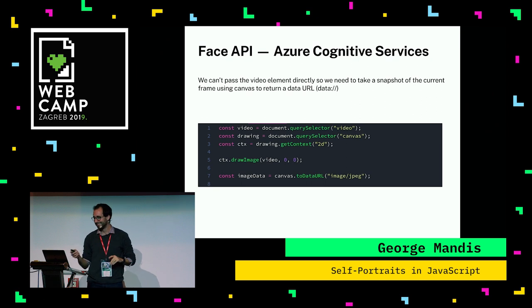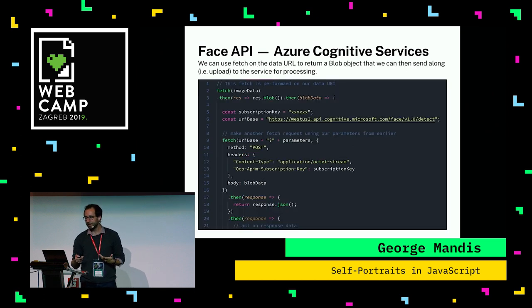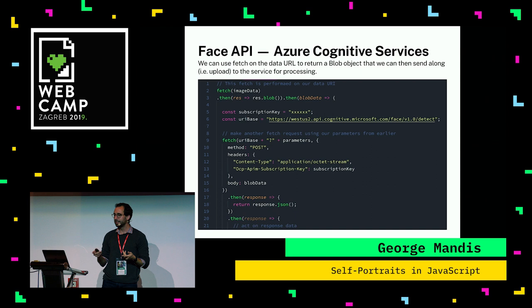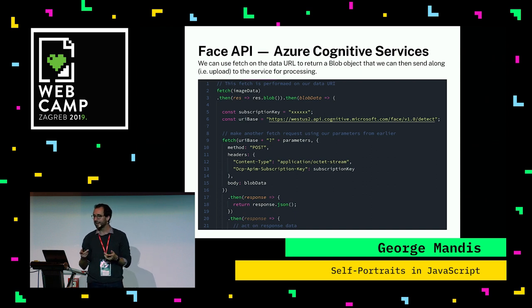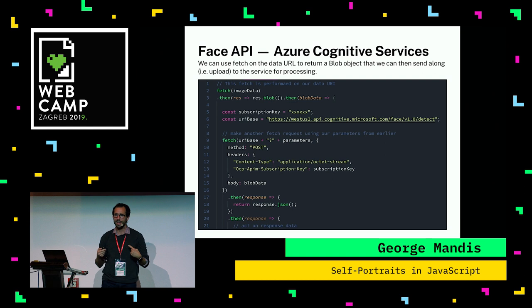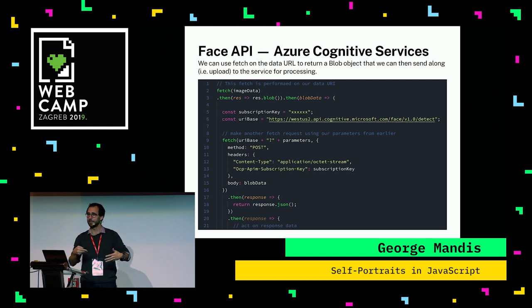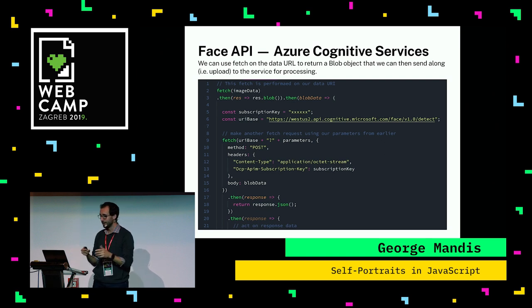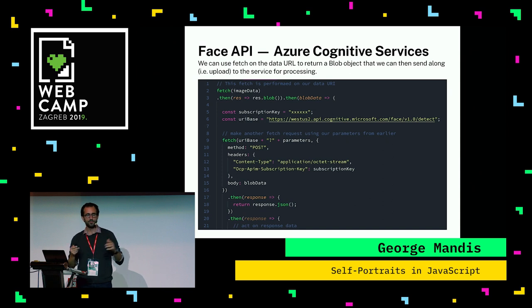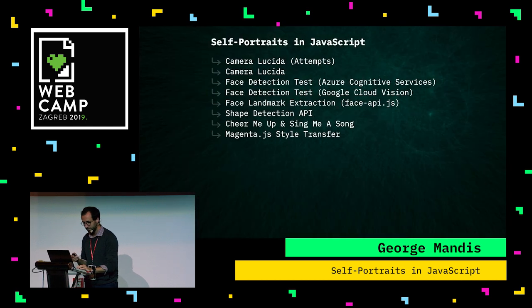Don't worry too much. And then here, I'm calling fetch on the data URI to get a blob. And then I am calling another fetch on the API endpoint, sending that blob to Microsoft, and then getting a response. And in that response, I have information about the human face that may or may not have been in that photo. So that's kind of a lot to absorb and follow. It's a lot more fun to just do it and see it. So let me show you a demo real quick. Let me show you two demos.